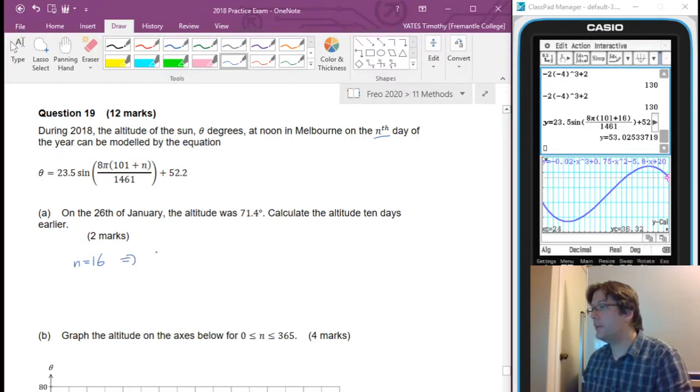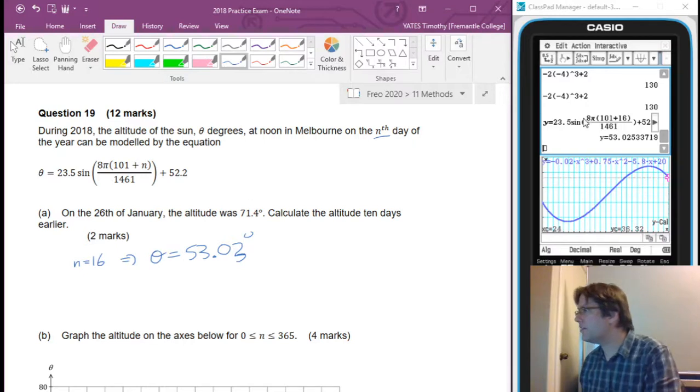So n is 16, theta is 53.03 degrees. So yeah, now, does that make sense? No, it doesn't really make a lot of sense to me because I wouldn't have imagined it would change that much. Let's have another look here, see if I've made a mistake.